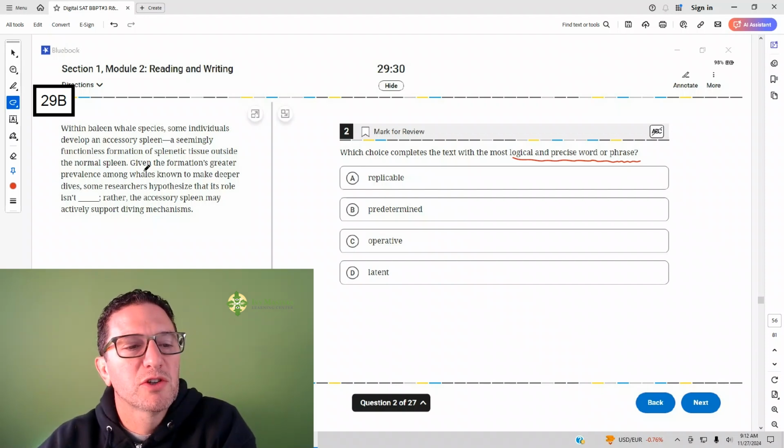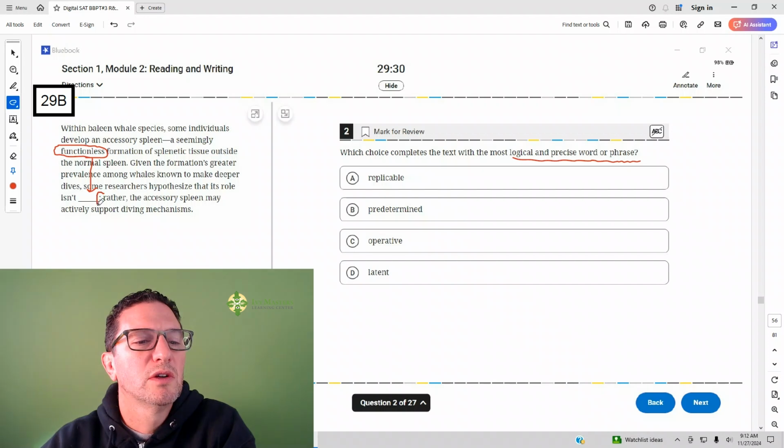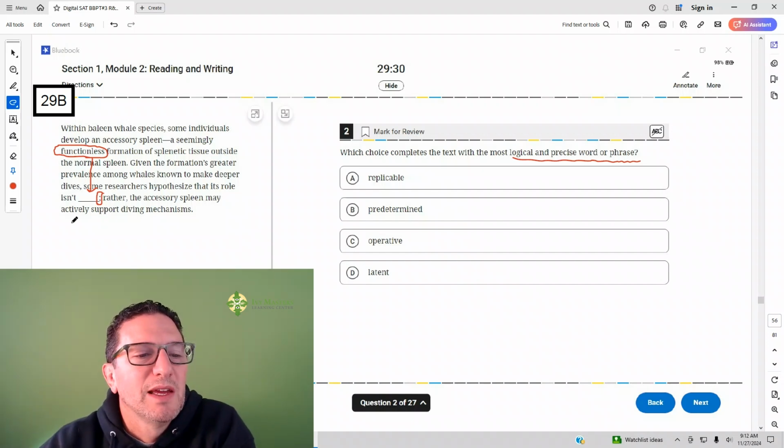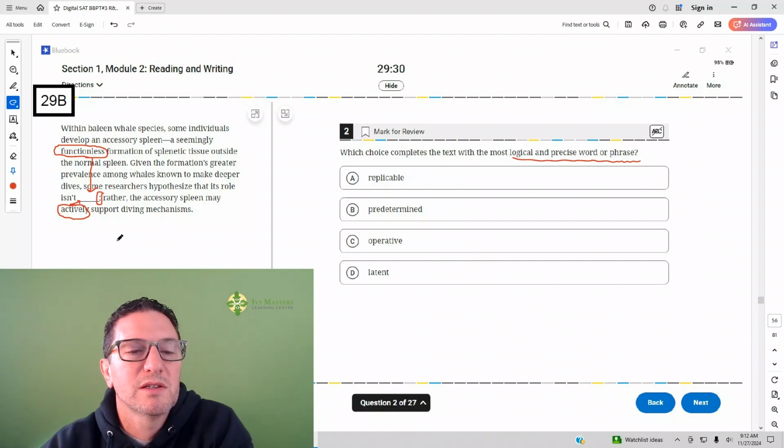So, given the formation's greater prevalence among whales that make deeper dives, some researchers hypothesize that its role isn't blank. So I'm going to say it's a synonym of functionless. It isn't functionless. And remember also we've got a clue after a comma, semicolon, or dash that tells you what goes in the blank. Got a semicolon there. Rather, the accessory spleen may actively support diving mechanisms. So you could say that actively is an opposite of the blank. So it's not inactive. It's not functionless.